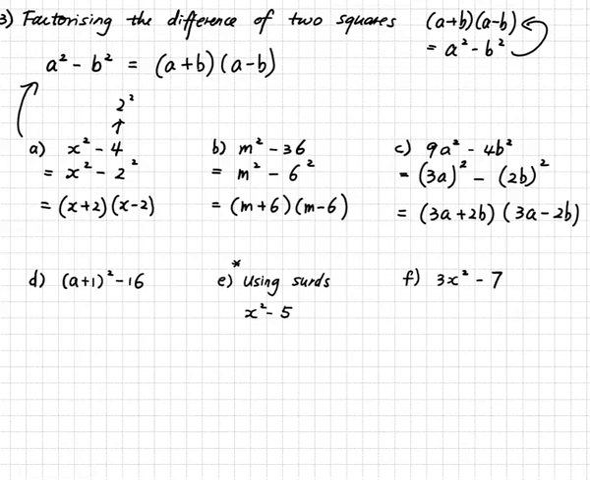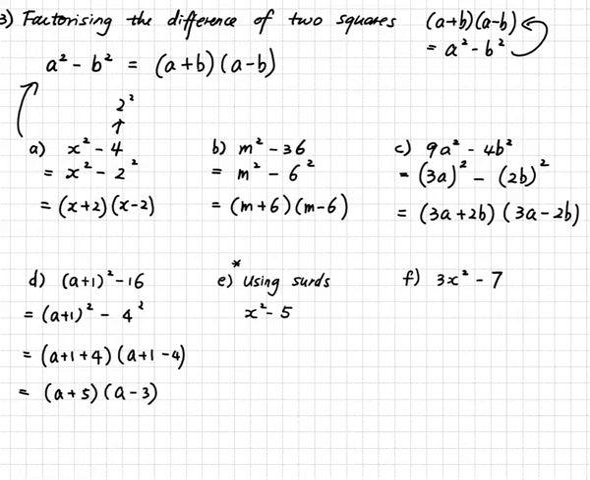Let's have a look at question D. You have a plus 1, the whole thing squared, which is great, it is something squared, minus 16. 16 is 4 squared. So I can rewrite this as this squared minus 4 squared. Again, it is something squared minus something squared. So that's the format that we want. So therefore, I can say this is a plus 1 plus 4 times by a plus 1 take away 4. Make sure that you collect the like terms. So this is the same as a plus 5 times by a minus 3.